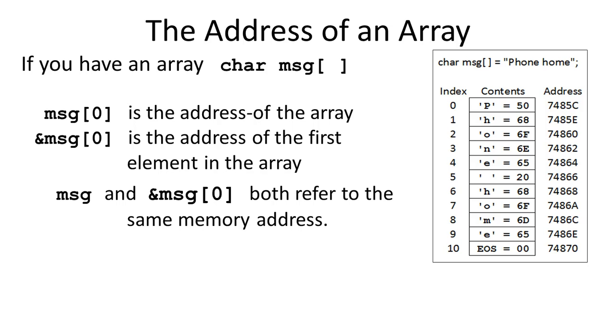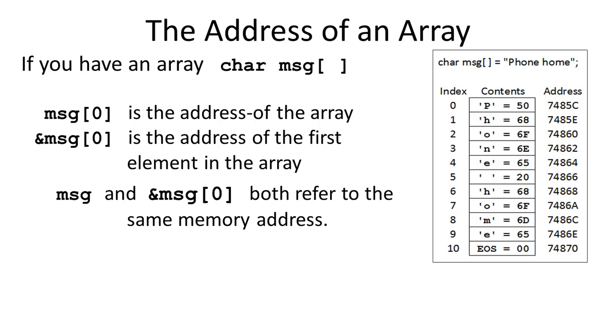By definition, the name of an array is the address of the array. For example, if an array is named MSG or message, then just use MSG to get the address of the array, not ampersand MSG, which would cause either a compiler warning or error. That's because ampersand MSG would be like saying the address of MSG.